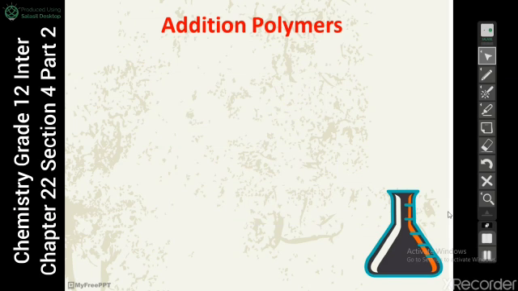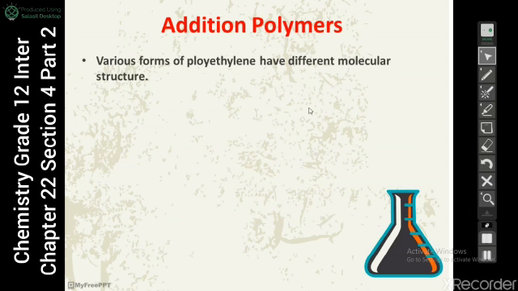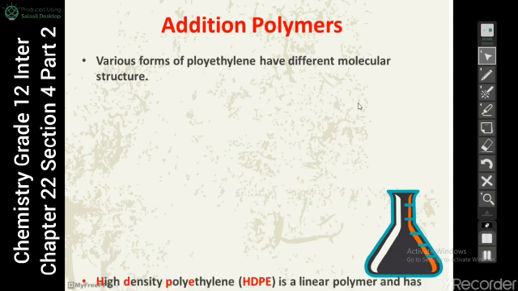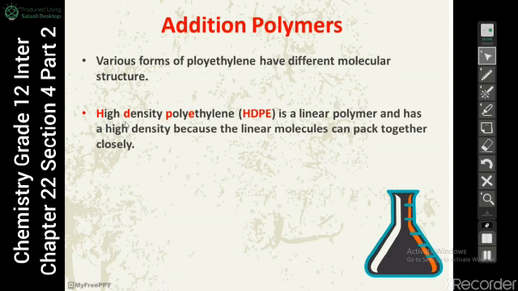So addition polymers have various forms. Various forms of polyethylene have different molecular structures. Polyethylene, which has the monomer ethene or ethylene, is repeated in different numbers. For example, high density polyethylene, or HDPE, is a linear polymer and has a high density because the linear molecules can pack together closely.